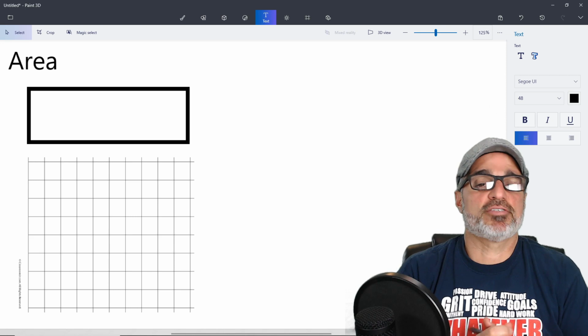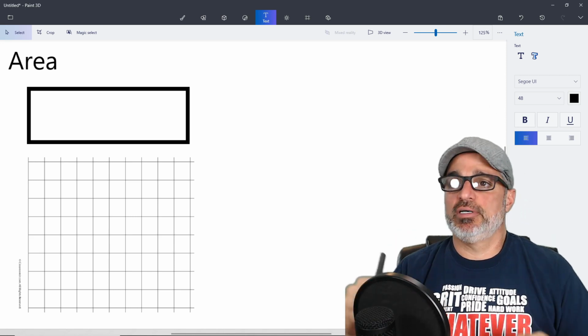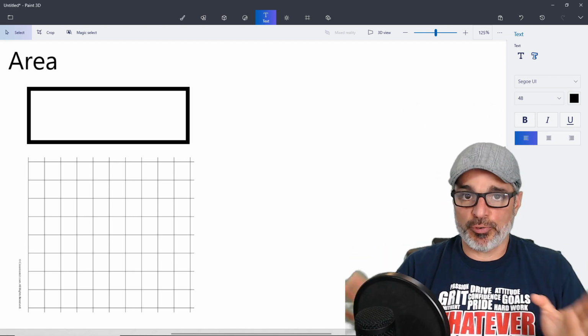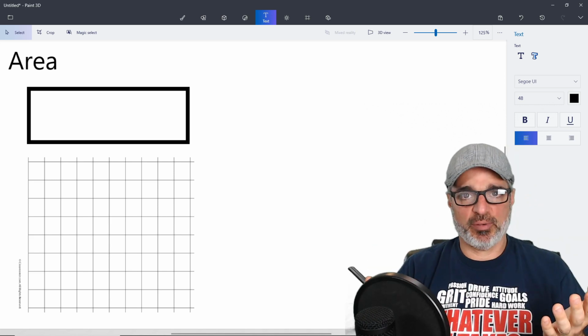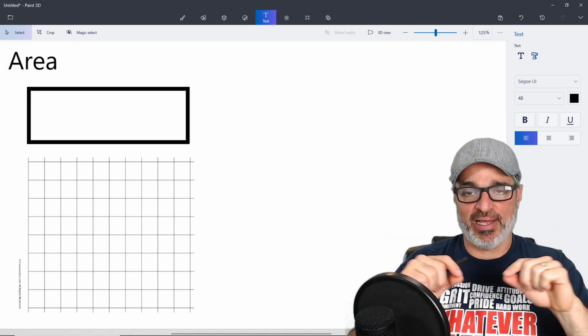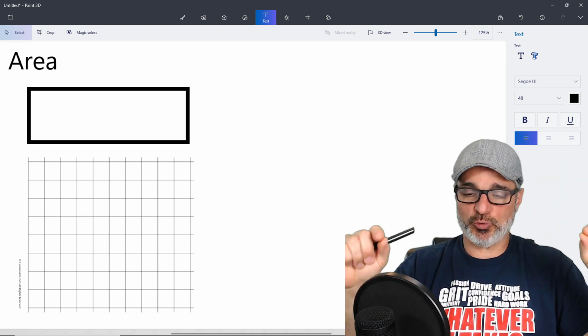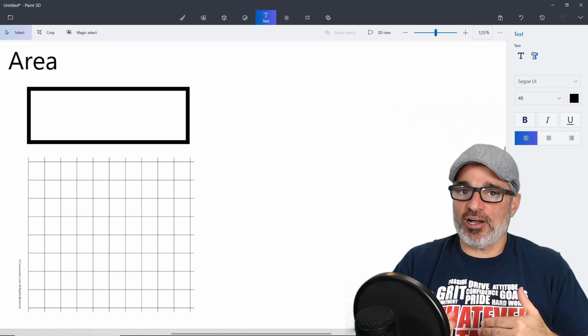Hey guys, good morning. So today we're going to jump right into area. The last 3 or 4 videos that we did were all about perimeter, and the great thing about area is that once we understand perimeter, once we can remember that to calculate the perimeter of a rectangular shape, all we have to do is add all the sides, then area is easier for us to understand.